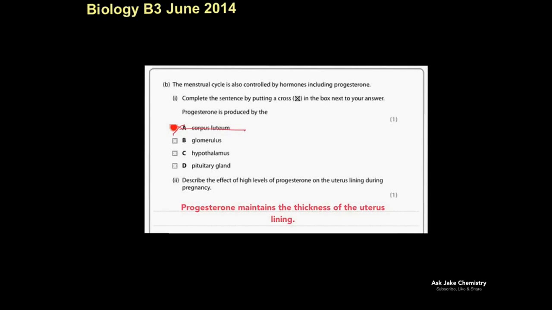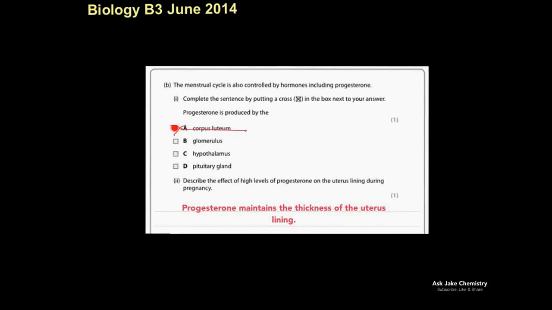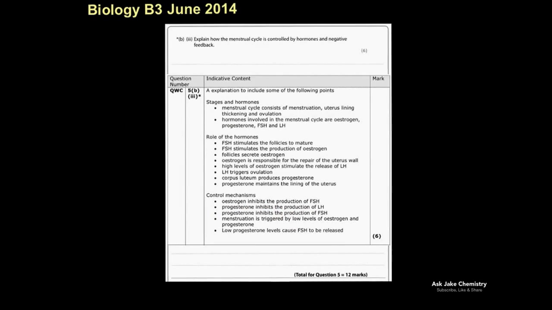Describe the effect of high levels of progesterone on the uterus lining during pregnancy. For 1 mark, you would have to say progesterone maintains the thickness of the uterus lining. So for the 6-mark question, it's a really nice question because it talks about the menstrual cycle. Explain how the menstrual cycle is controlled by hormones and negative feedback. So there's so many things you can say, and the mark scheme gives you lots of different points you can talk about. But remember, it's quality of communication, full sentences, and punctuation, of course.